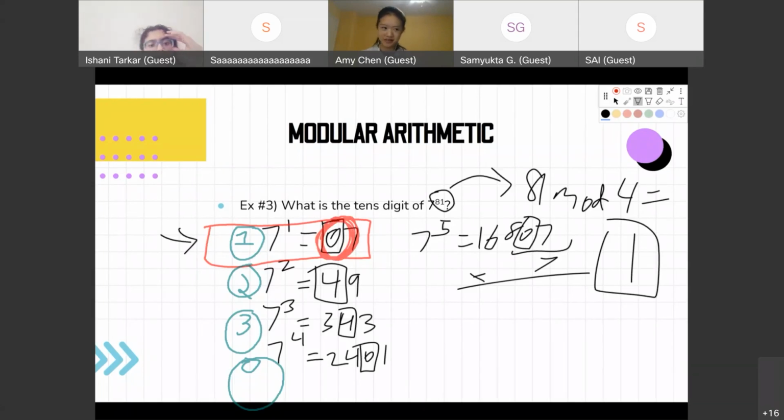So the answer is 0. That is the tens digit of this gigantic number. If you type 7 to the 81 into your calculator, it will give you an answer, but you can't tell what the tens digit is because it doesn't give you that small a place. Any other questions about this question?